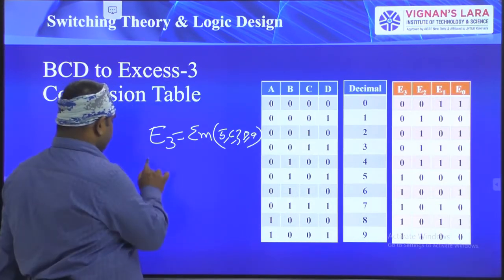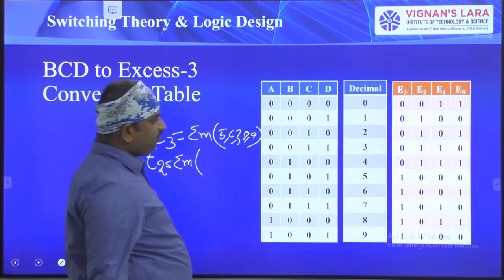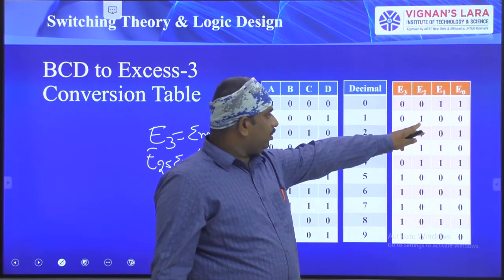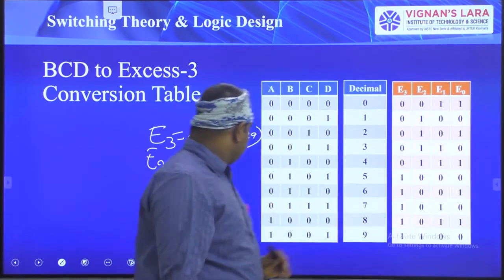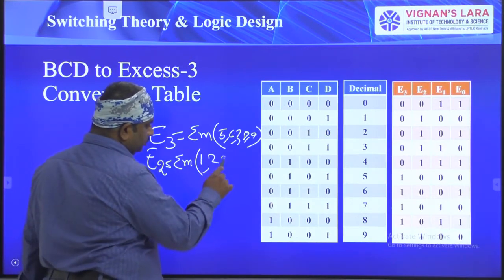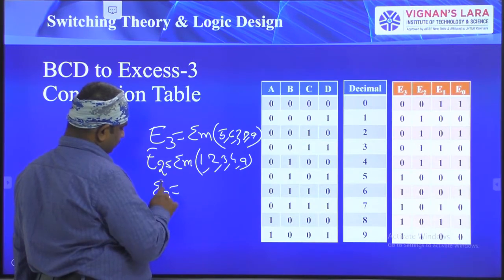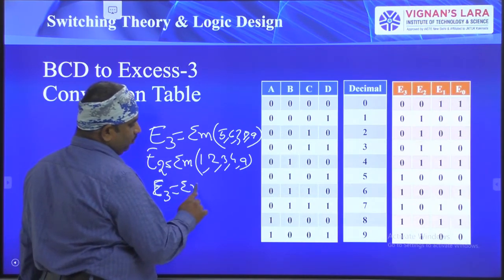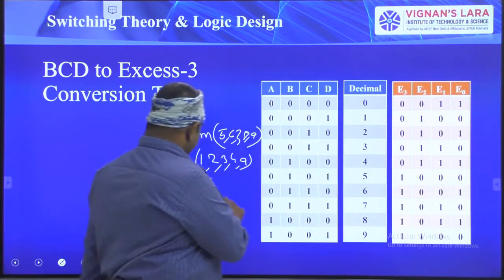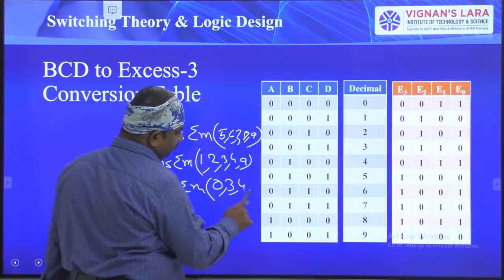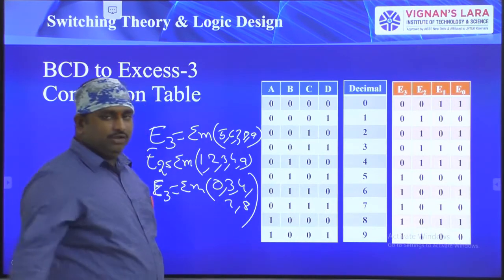Next, coming to E2. E2 is equal to sigma small m of, see here, 0. Here you have to take this one combination. This is 1, 2, 3, 4 and 9. So the values are 1, 2, 3, 4, 9. Next, E1 is equal to, check here, 0, 3, 4, next 7, 8. So these are the values for E1.